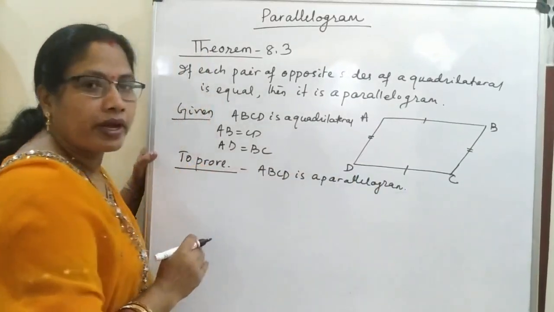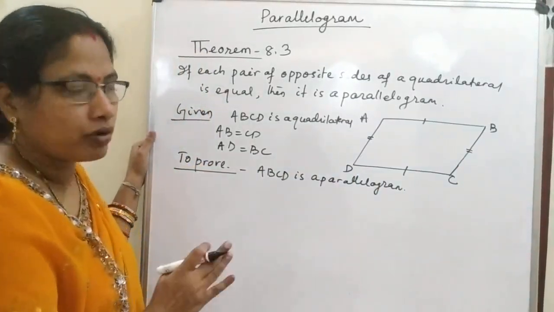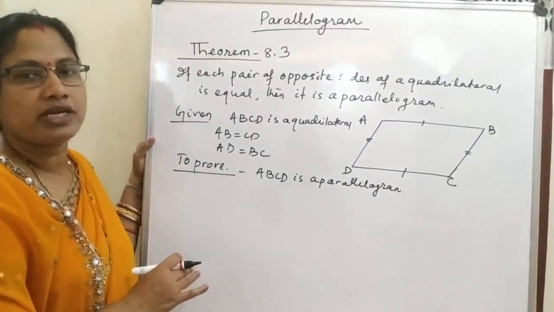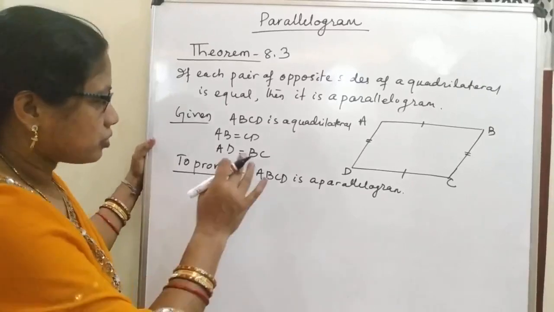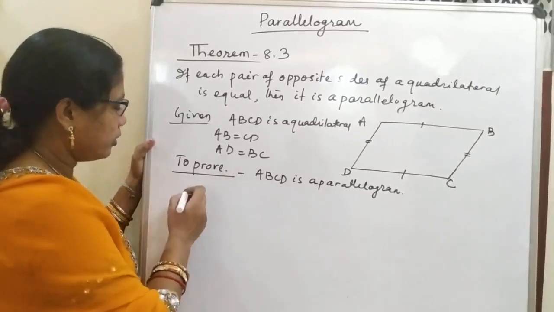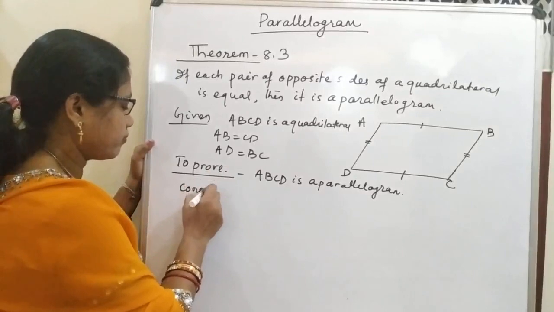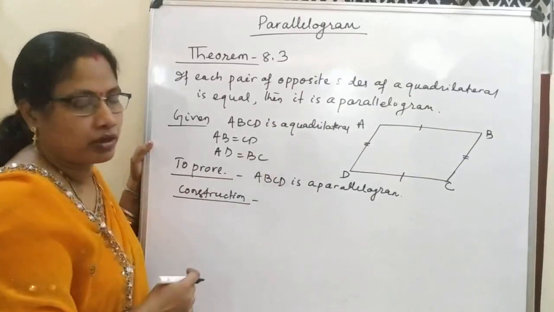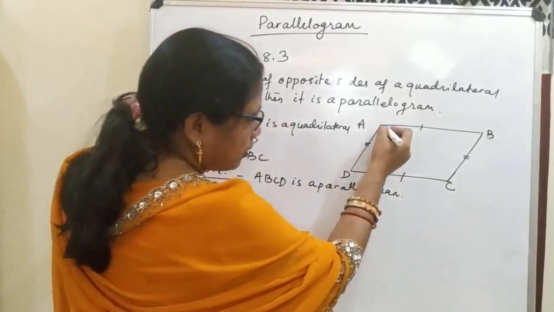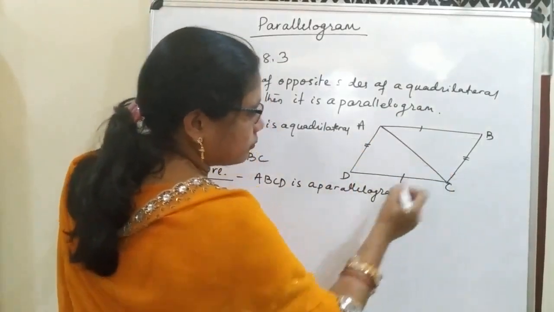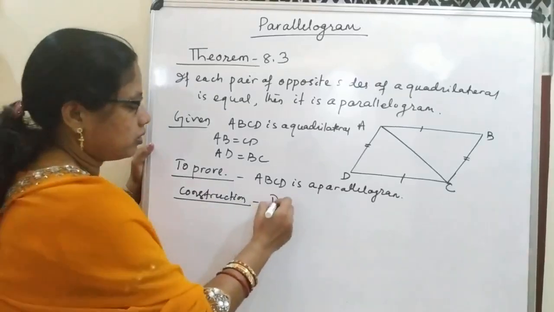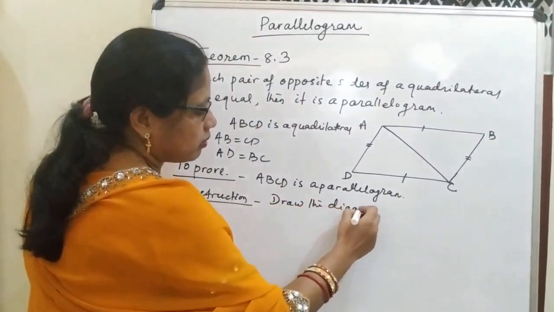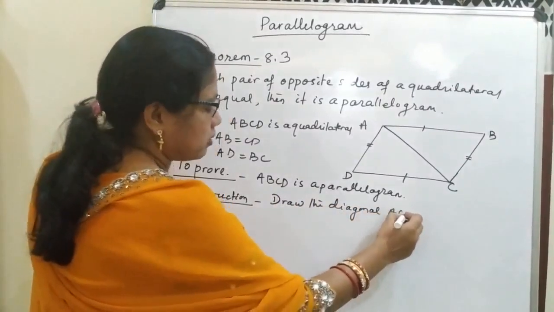So to prove a quadrilateral to be a parallelogram, we have to prove that each pair of opposite sides are parallel to each other. So here, to prove this theorem, we need a construction. Draw any of its diagonals. Here I am drawing the diagonal AC. Then proof.